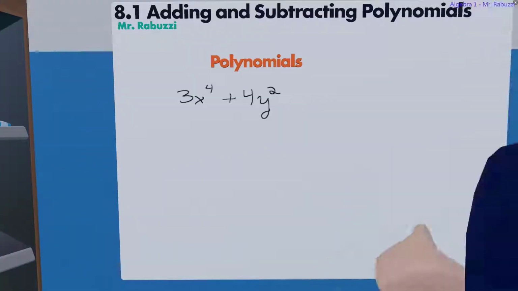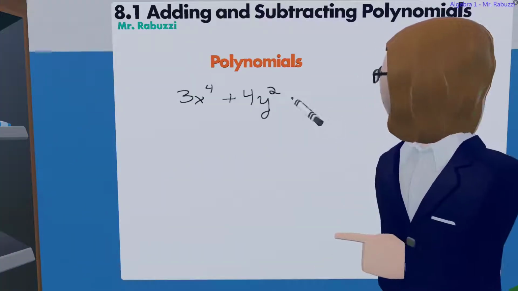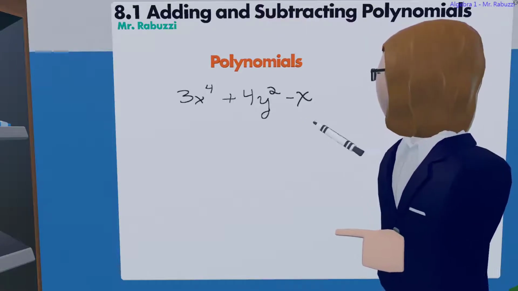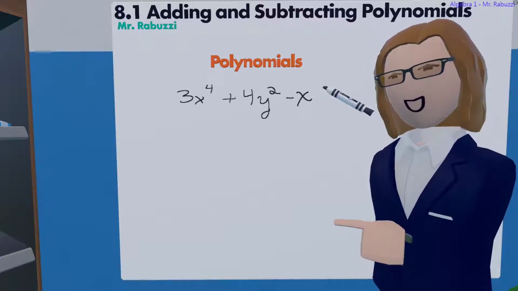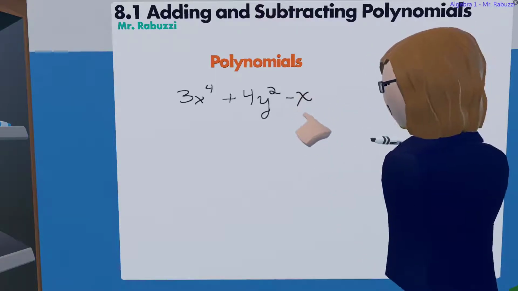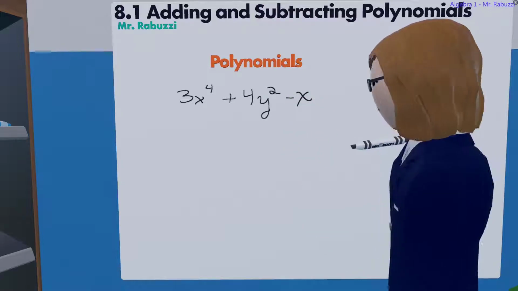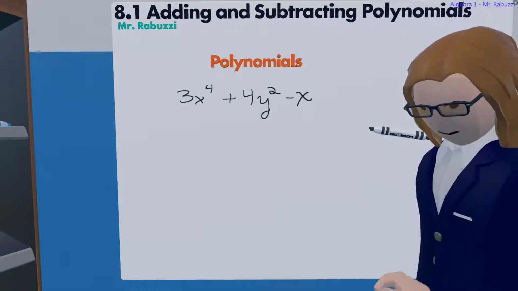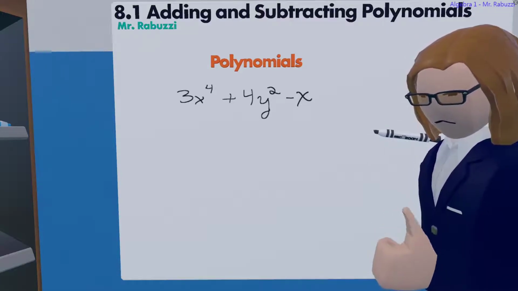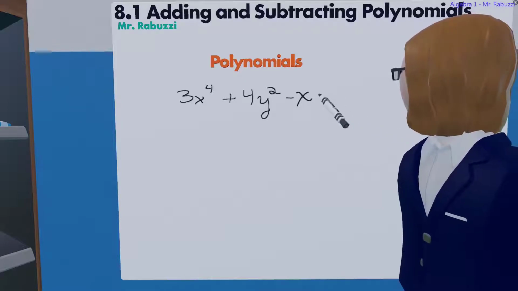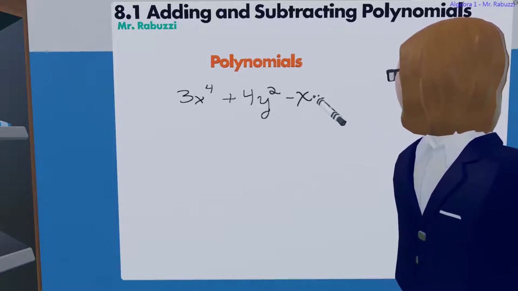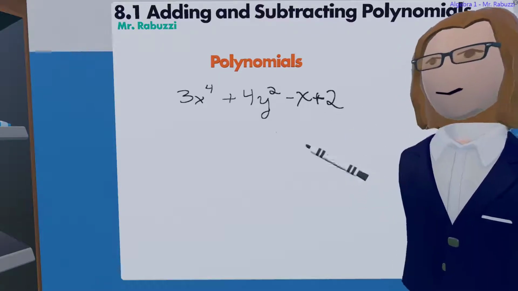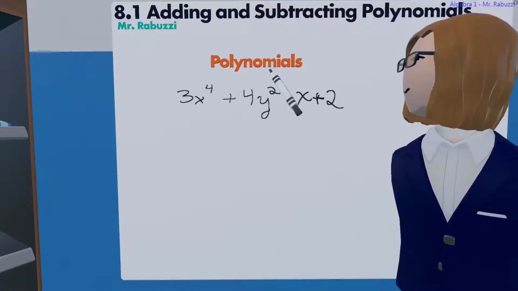Okay, we could keep going. Let's say minus x. This x has a 1 exponent, remember, it's invisible. But x by itself, that's a monomial. So we're still good. And then we could also just say plus 2. That's a monomial. So we have 4 monomials adding together. That's a good polynomial.